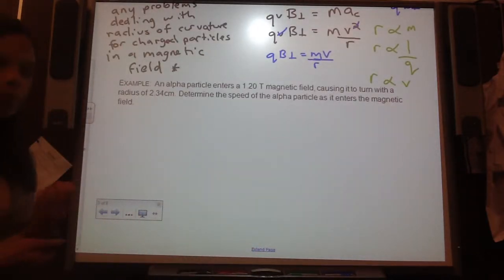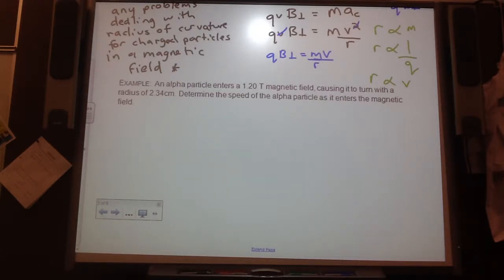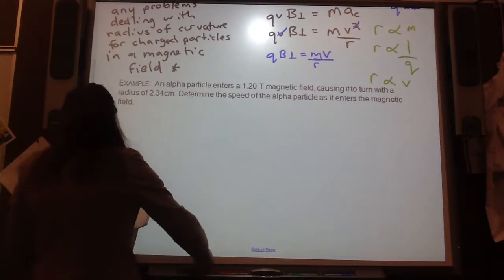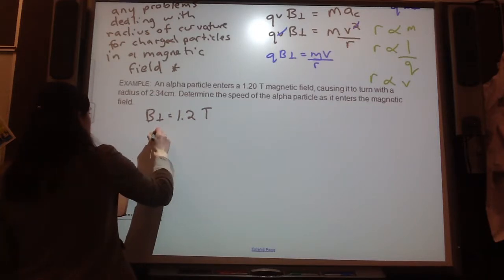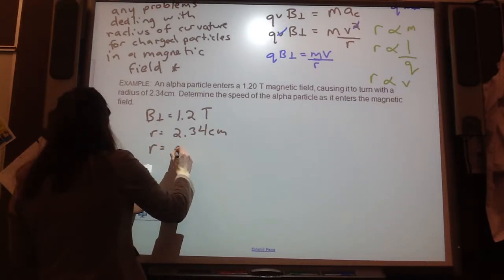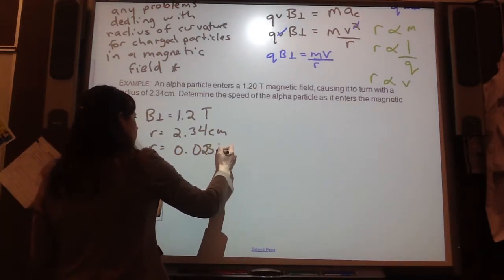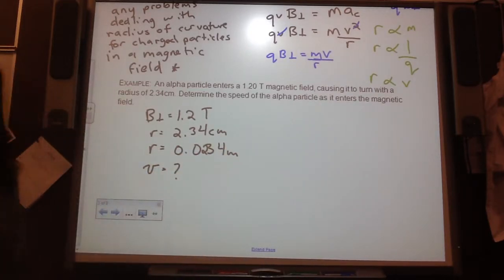All right, so let's do a problem where we have to use this. An alpha particle enters a 1.2 Tesla magnetic field, causing it to turn with a radius of 2.34 centimeters. Determine the speed of the alpha particle as it enters the magnetic field. So we are told our V perpendicular is 1.2 Tesla. Our R is 2.34 centimeters. I'm going to put that into meters, so divide by 100. And we are looking for V. Again, I like to put it as a kind of cursive small v, so I know I'm not looking for voltage. I'm looking for speed.